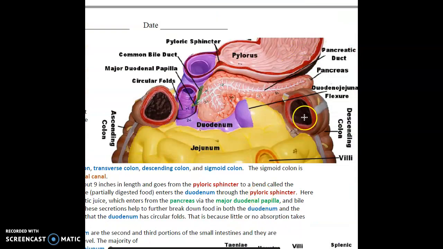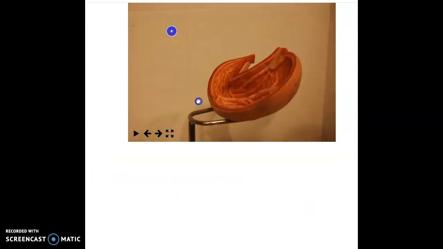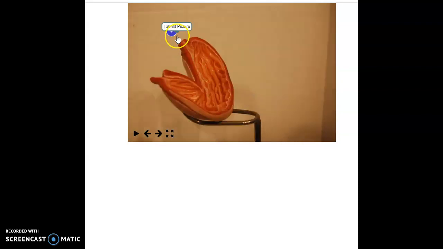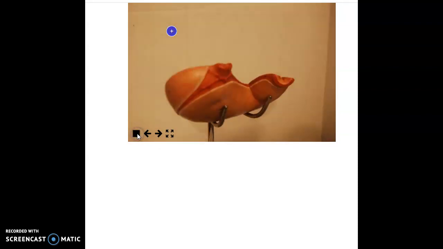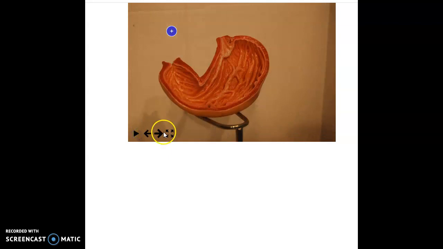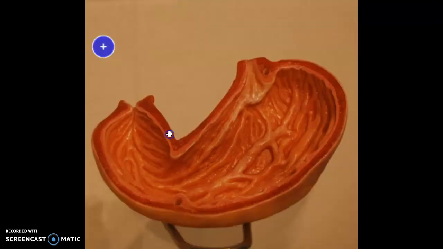So here's another view of that model. The transverse colon would be right here. The stomach empties into the duodenum. So let's look at the model now. So here's the model. Again, you drag it to rotate it. This enlarges it. This spins it round and round. And you could go forward and backwards. So here's the stomach model.